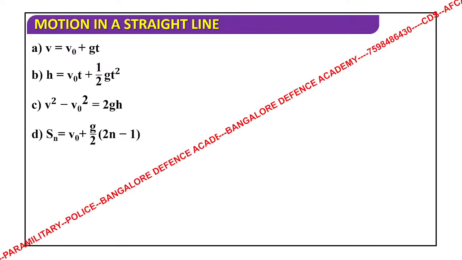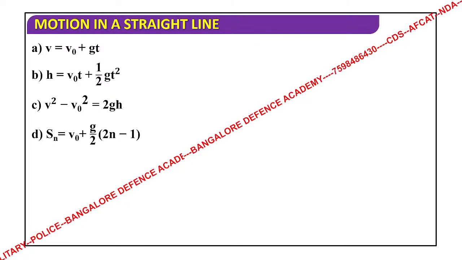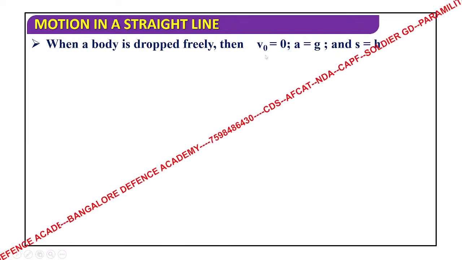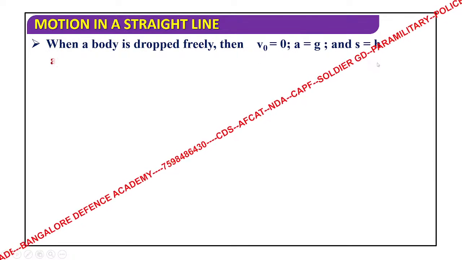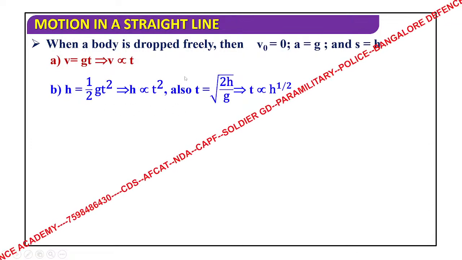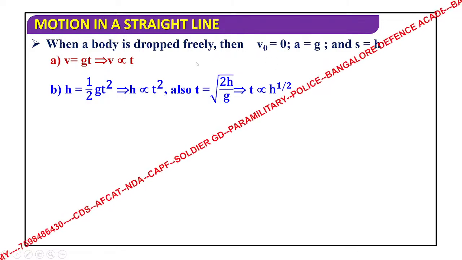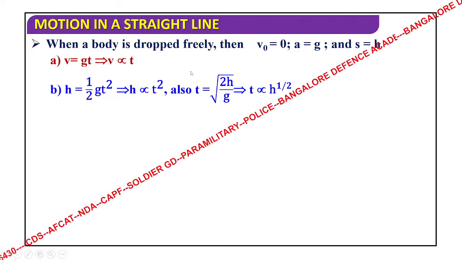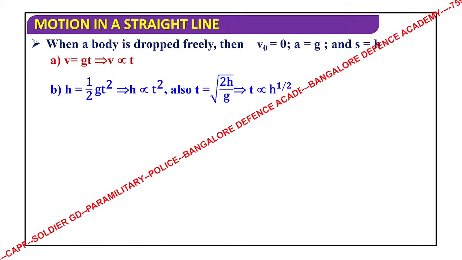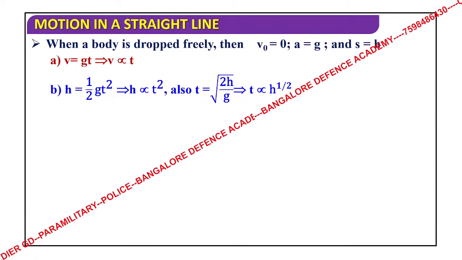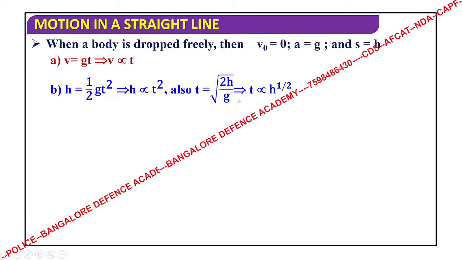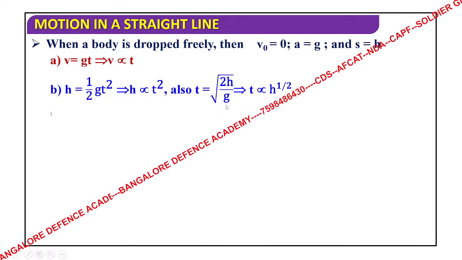So these are the four important equations, and I'm going to solve problems on them. Now let us try to understand. When a body is dropped freely, then initial velocity is 0, a is g, and the displacement is h. So velocity is directly proportional to t, and h is directly proportional to the square of the time taken. So you can take down this time formula in your notebook. t is equal to root of 2h by g. So most of the time in the exam they will ask you what is the time taken if a body is thrown from a certain height. They will give you the height, you have to know the value of g, and you have to tell the answer.